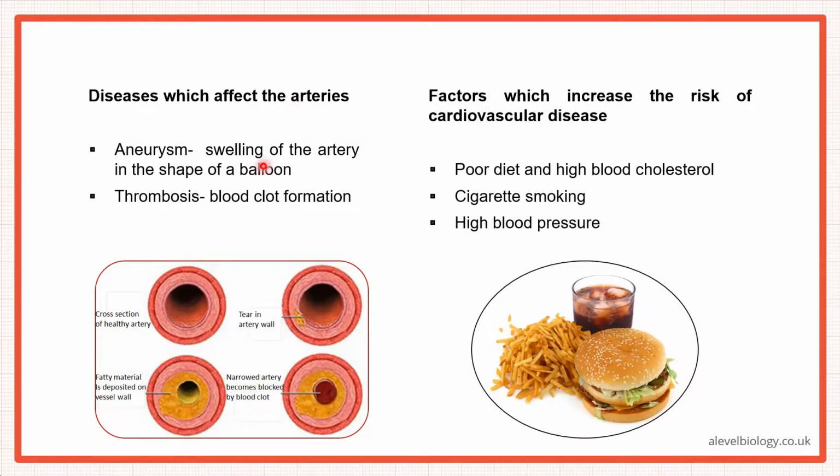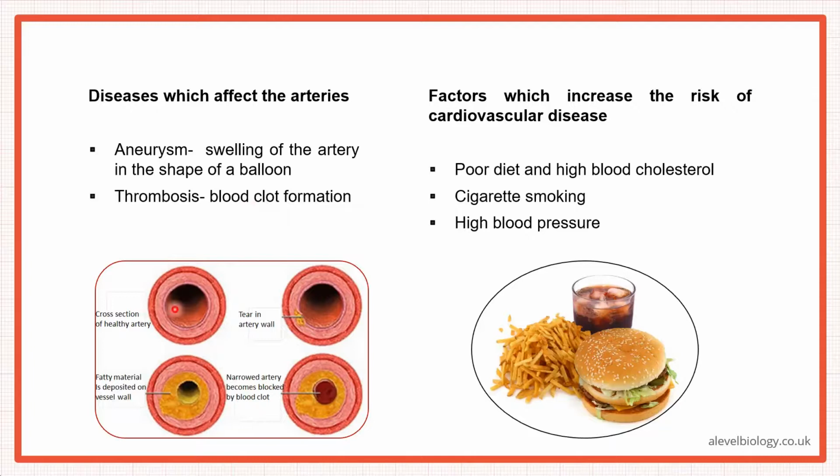Then, diseases which affect the arteries. Aneurysm is one example. An aneurysm is a swelling of the artery in the shape of a balloon. This can lead to hemorrhages. You must have heard about brain hemorrhages. Aneurysms can form there, and they're usually silent, right? Then thrombosis is a blood clot formation.